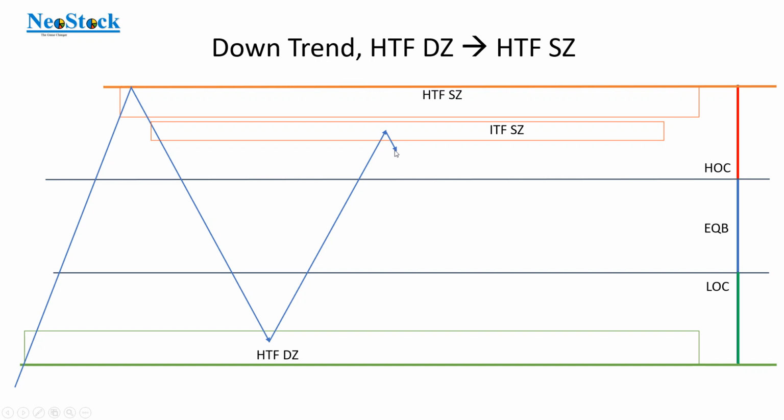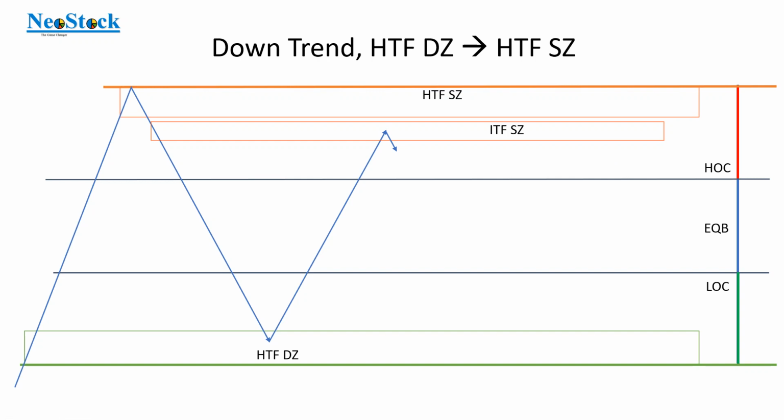Where do we have to plan the short trades? When prices enter into the LTF supply zone within high on the curve area. The reason is three conditions are in our favor. What are the three conditions? Condition number one, trend is in our favor. Condition number two, ITF price direction is in our favor. Condition number three, the location or curve is in our favor.